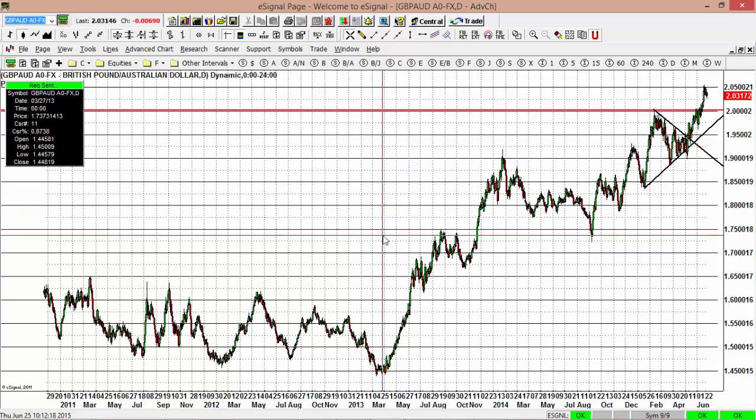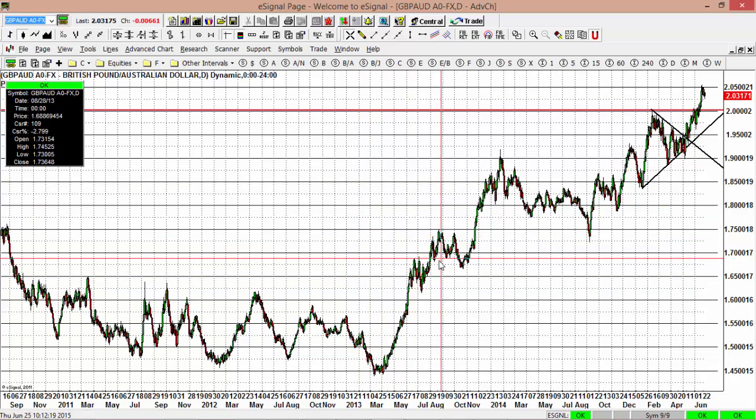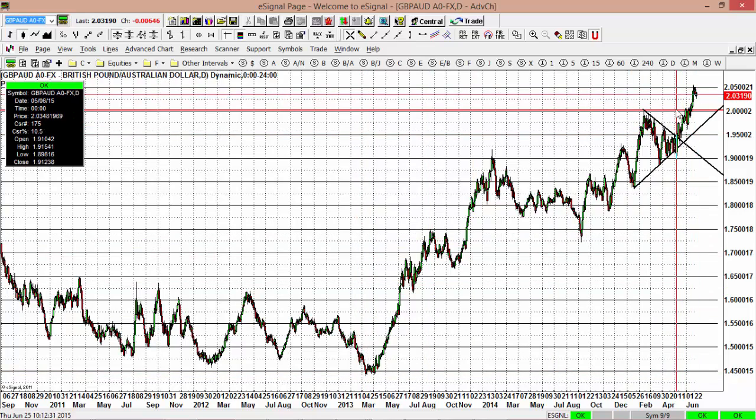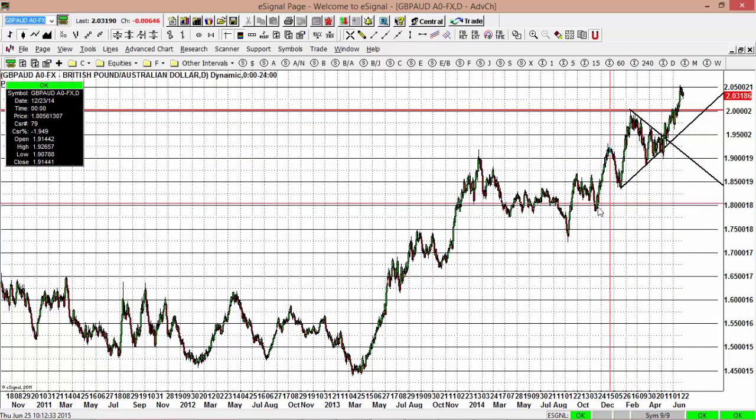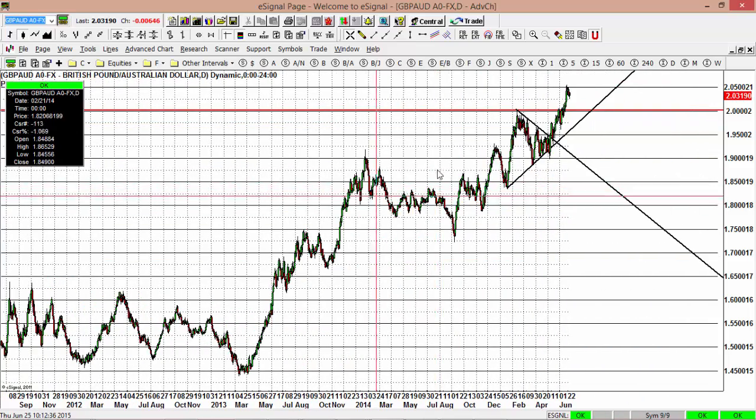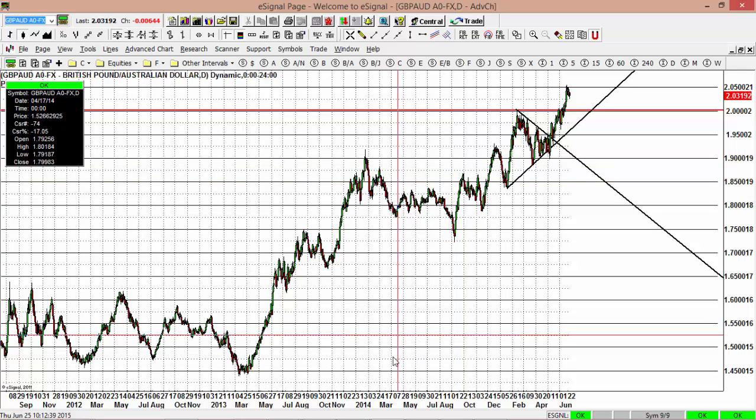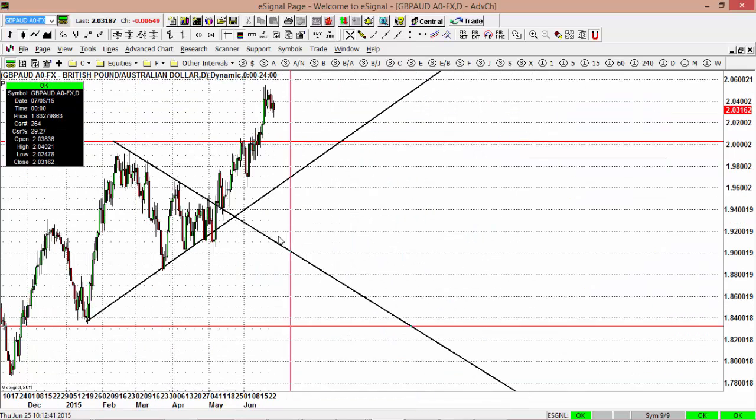For example, let's look at this British pound, Australian dollar. This has been on an uptrend since 2013. It bottomed in February 2013, and we are now in June 2015. So this is over a 2-year run to the upside on this currency pair. So if you are in doubt, I would say follow the prevailing trend.